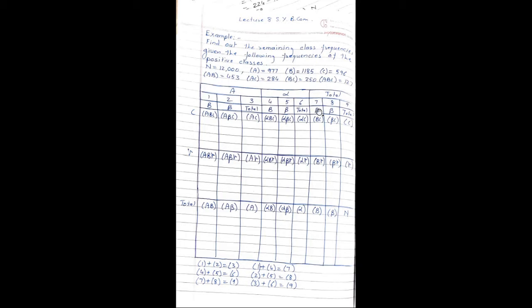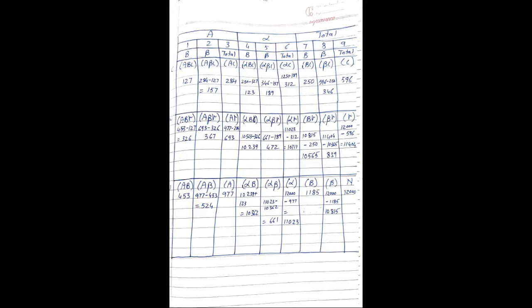Now we will fill the values which are given to us. See, we are given value of n. So first of all, we will write value of n as 12,000. We are given value of A. So A total, where is A total? A total is 977. This value is also given to us.